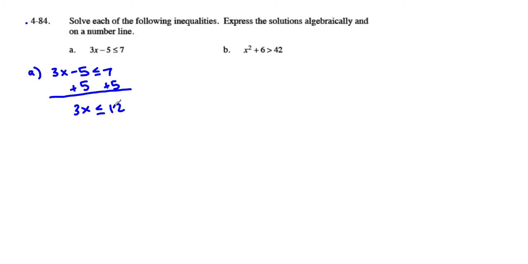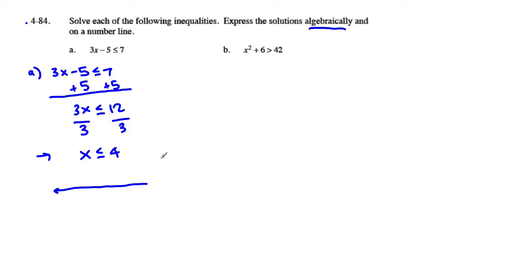3 times what number equals 12? We know it's going to be 4, but let's just go ahead and undo it anyway. Divided by 3, divided by 3. X should be less than or equal to 4. Now this is our algebraic way of showing our answer right there. We want to show it on a number line. We're going to need to draw our number line.